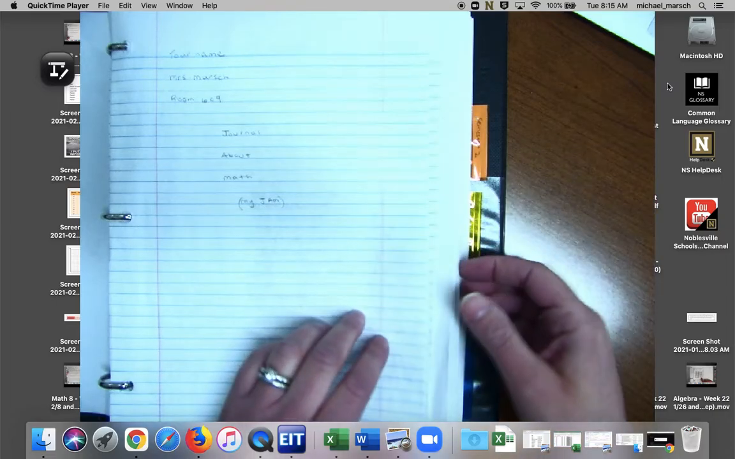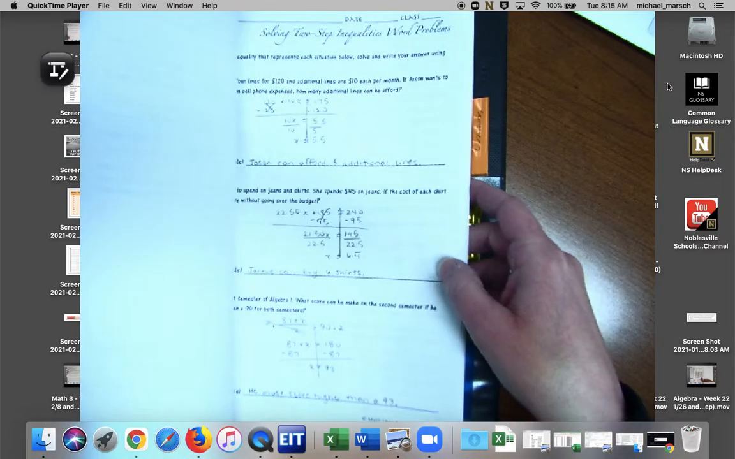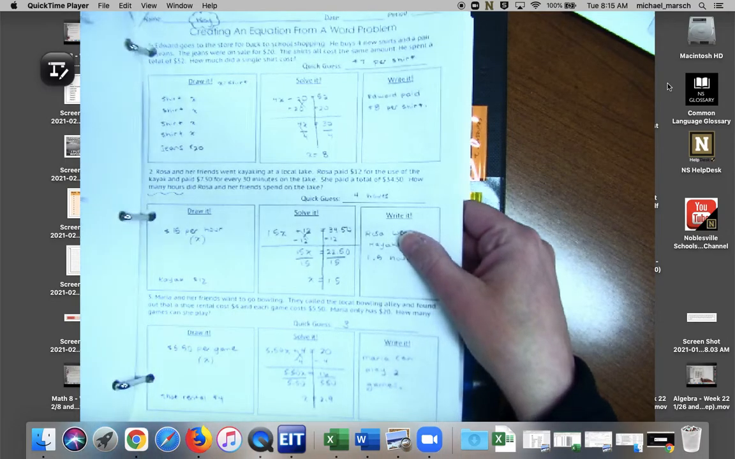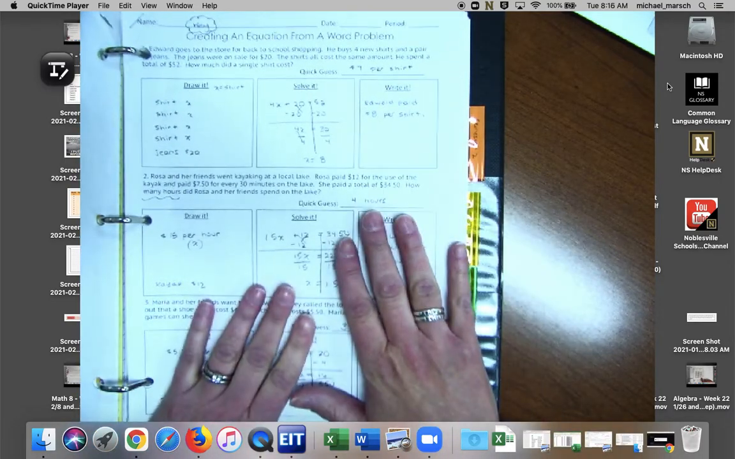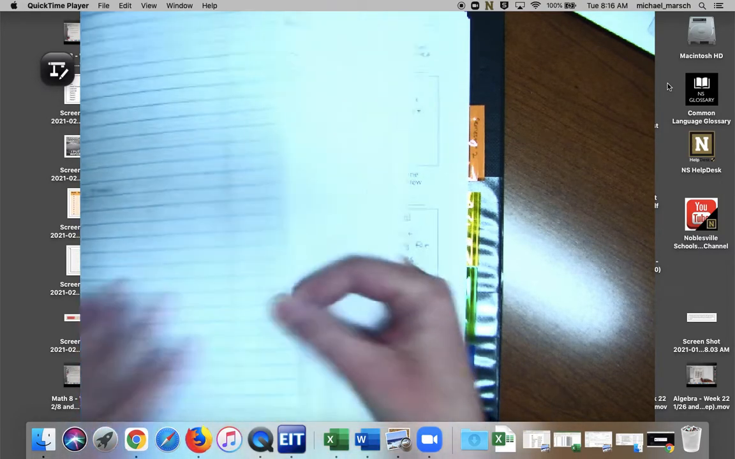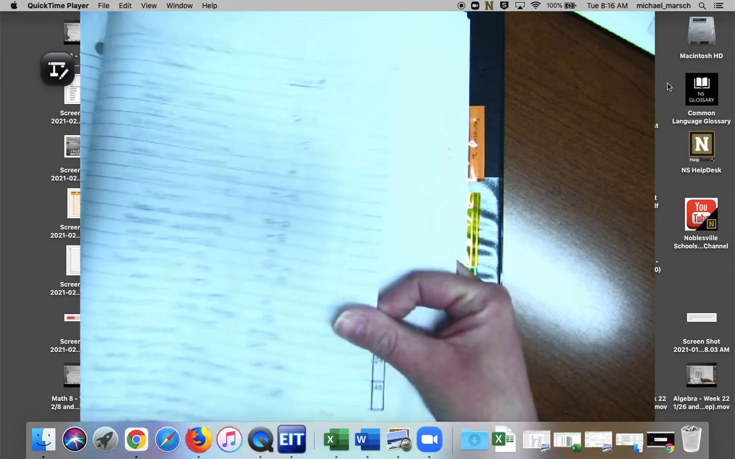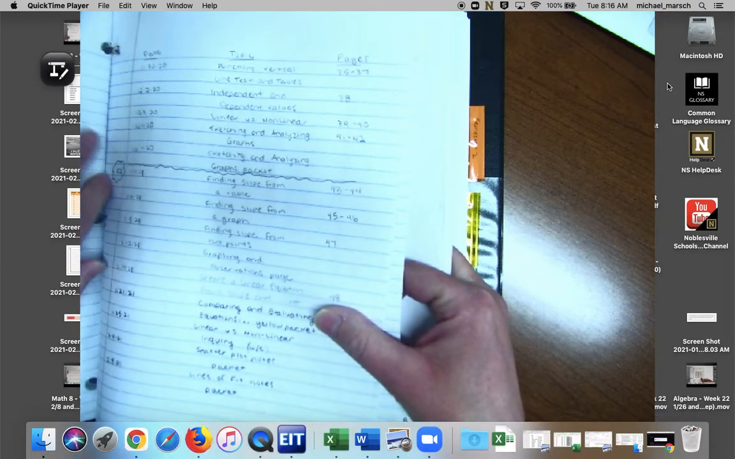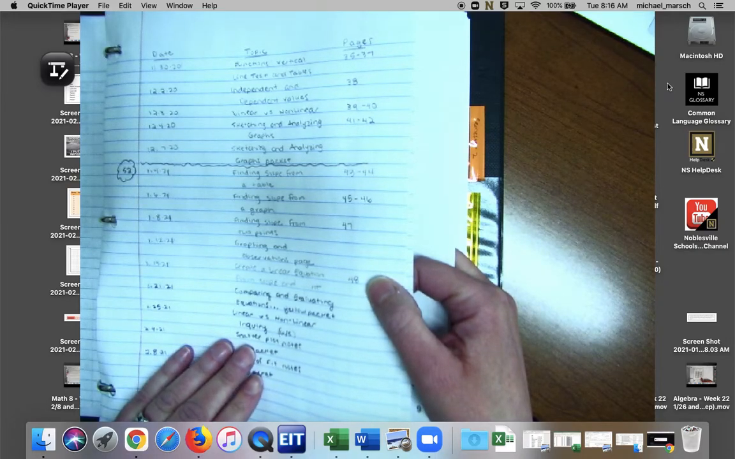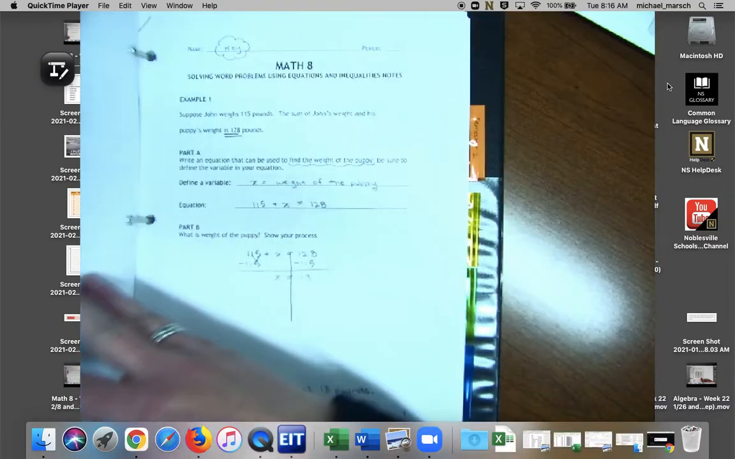So what I'm going to do is flip to, let's flip to this page. I'm pretty sure we organized ourselves up to this, creating an equation from a word problem, which if you've already done your table of contents, creating an equation from a word problem was, let's see here, gosh, where is that? This might have been an assignment, I think, so that's probably not in your notes.